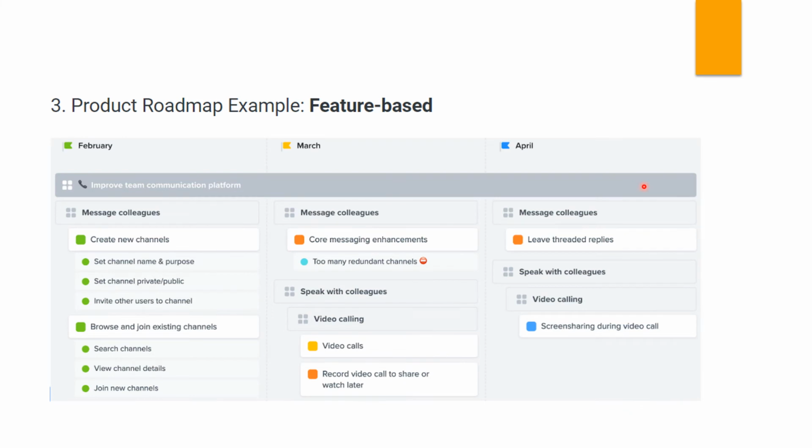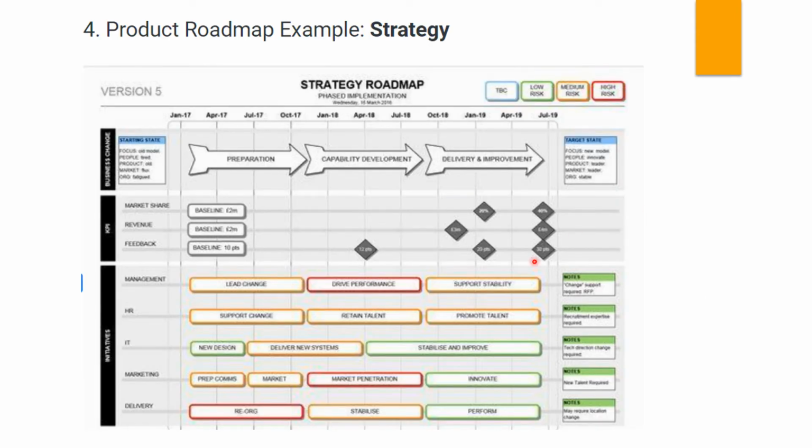This is an example of a feature-based roadmap, right? So what are the features I want to do in February? What are the features I want to do in March? What can I do in April, right? This talks about a roadmap example of a feature-based product roadmap. This is an example of a strategy-based product roadmap. So based on each internal department, HR and IT, it can do that strategy-based roadmap, right?